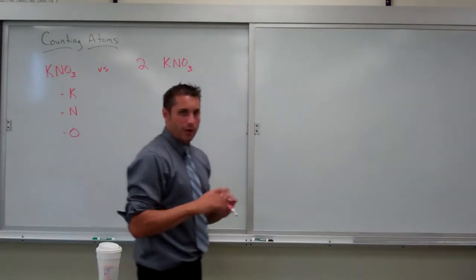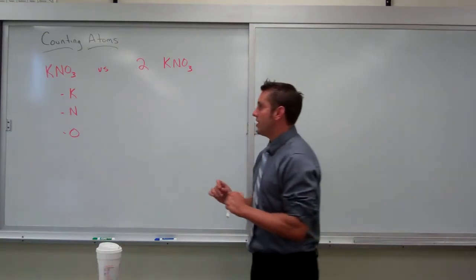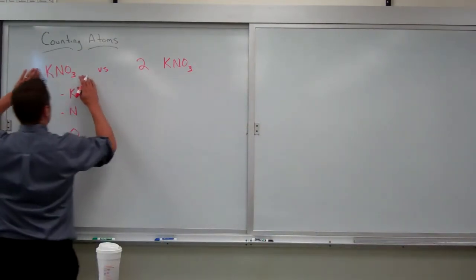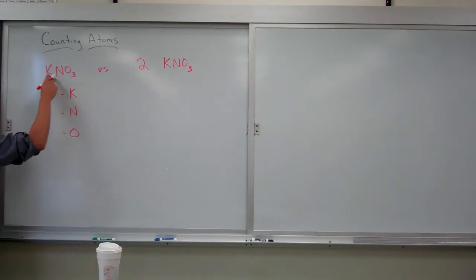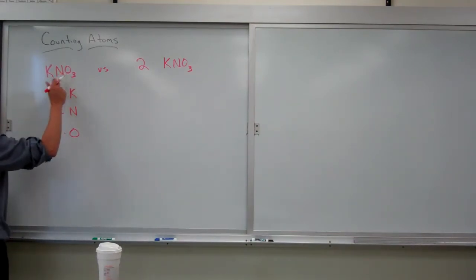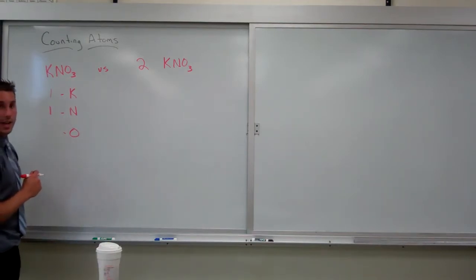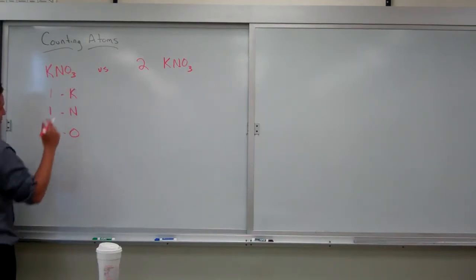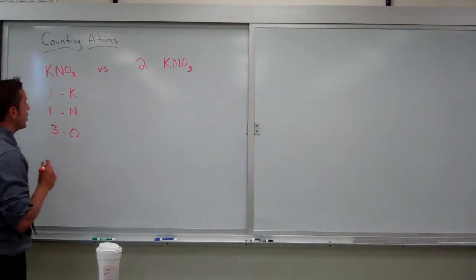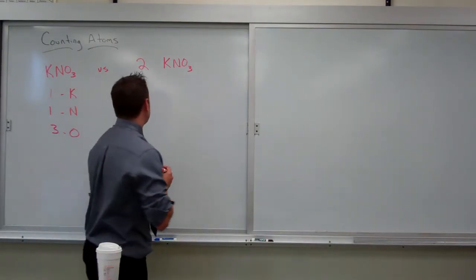The subscript tells me how many of each there are in one of that particular molecule. So in this, there's a 1 here, so there's 1 potassium atom. In the N, there's a 1, which means there's 1 nitrogen atom. And lastly, there's a 3 after O, which means there's 3 oxygen atoms.